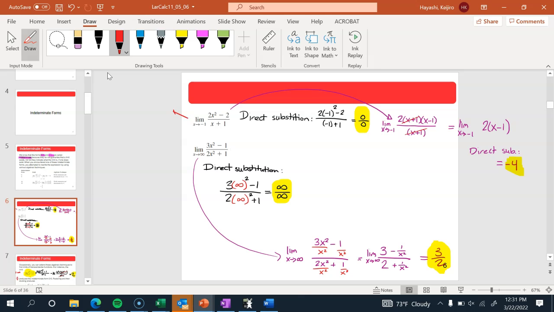You go ahead and use L'Hopital's rule on this, you'll get the limit as x approaches -1 of the derivative of the top, which is 4x, and the derivative of the bottom is 1. And if you plug -1 into there now, you'll get that same -4 from here.